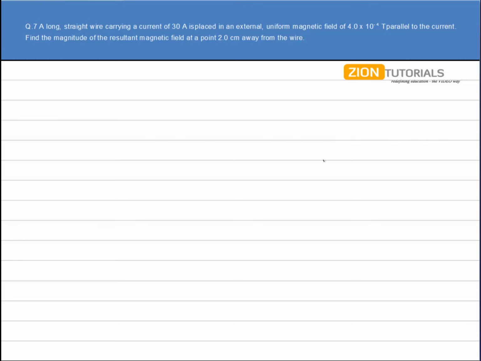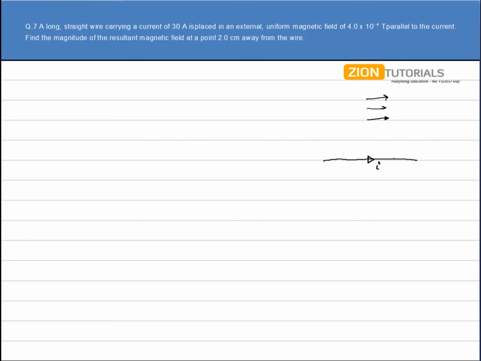So let's say this is my current carrying conductor, carrying a current I in this direction, and it is given that the magnetic field is also in the same direction. So the magnetic field, let's say, is in this direction.